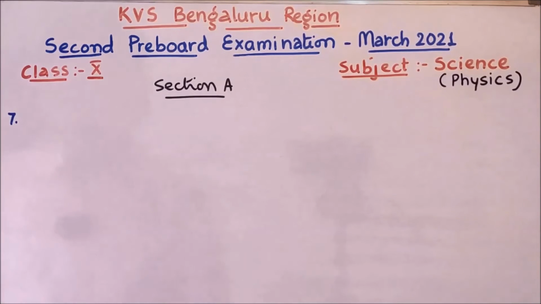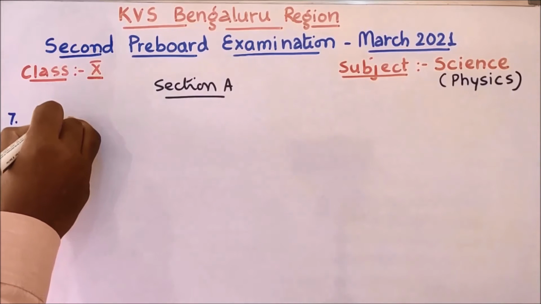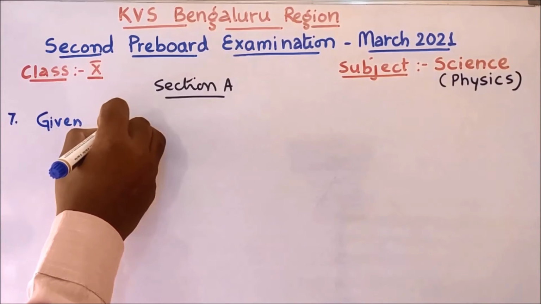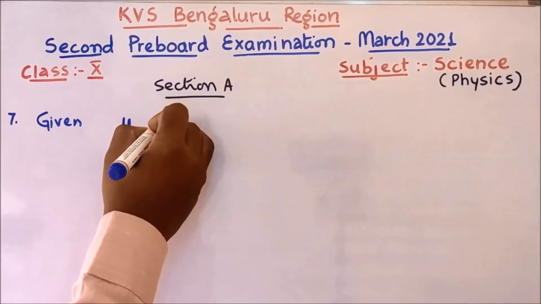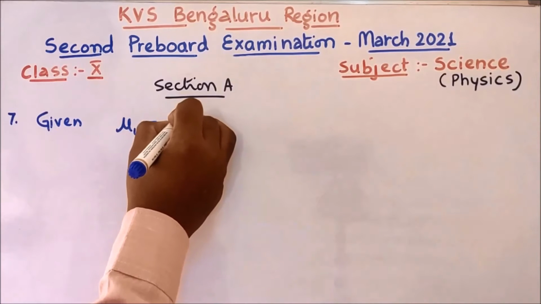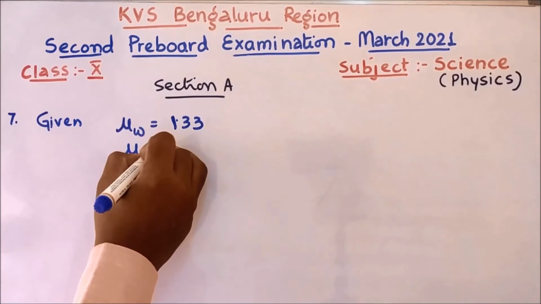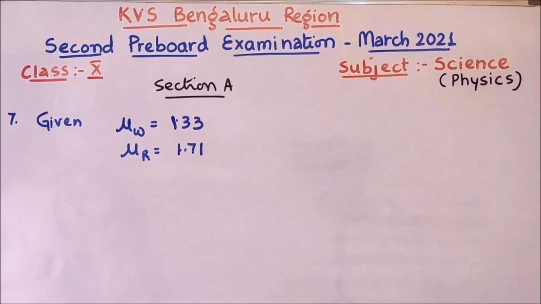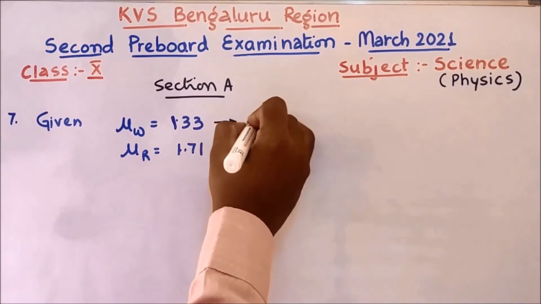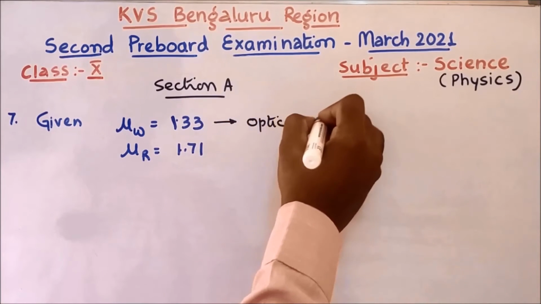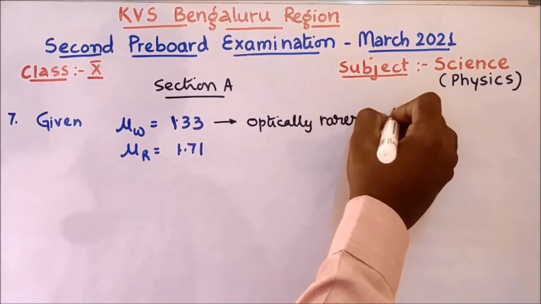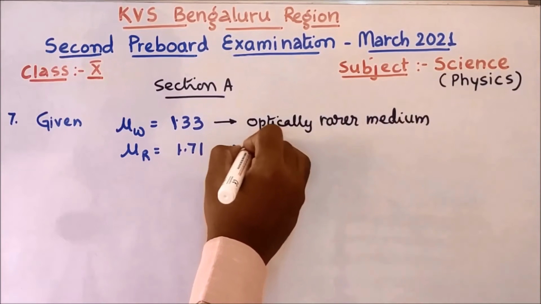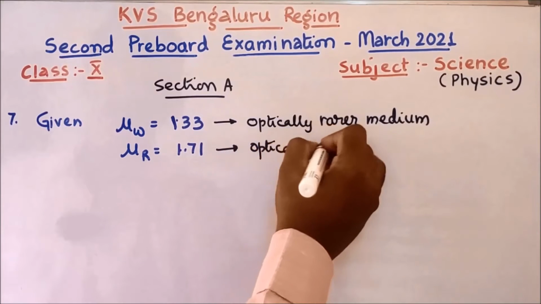So let me write the data given in the question. Given: refractive index of water, let me write it as mu w, is equal to 1.33. Refractive index of ruby is given as 1.71. Now the light is traveling from water into ruby, right? So by seeing the refractive indices, comparing these two, you can tell water is optically rarer medium, and ruby is optically denser medium.